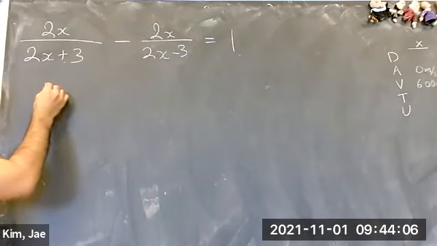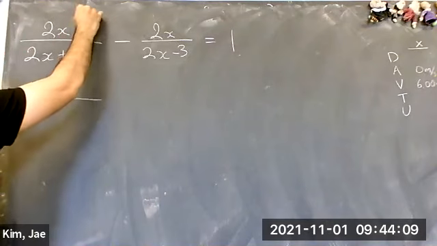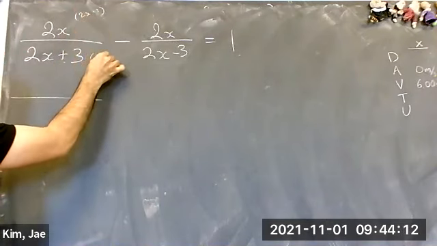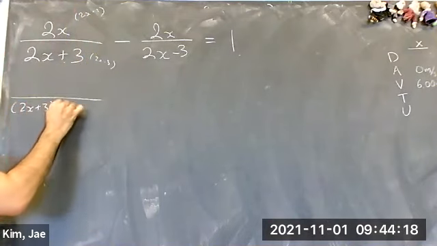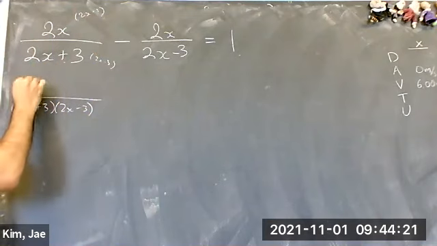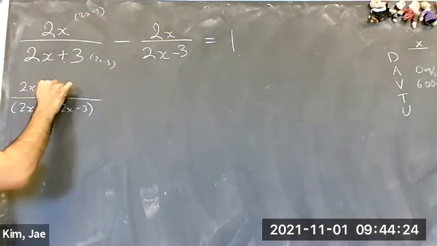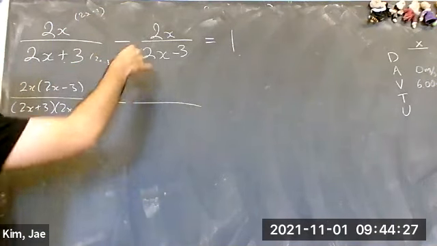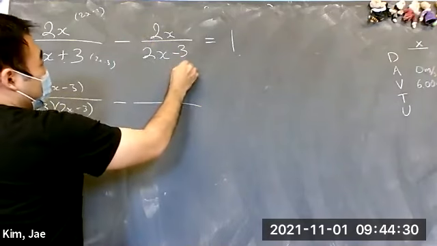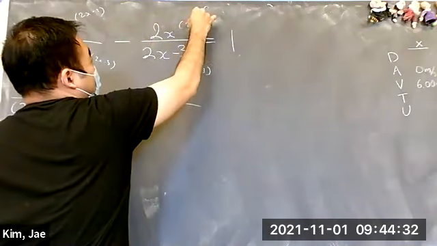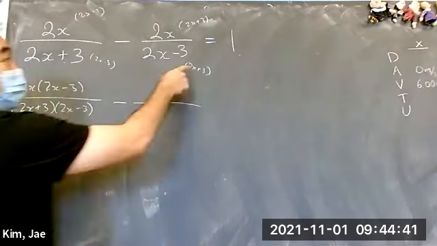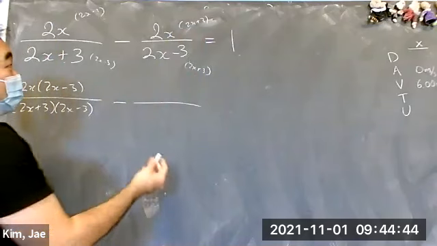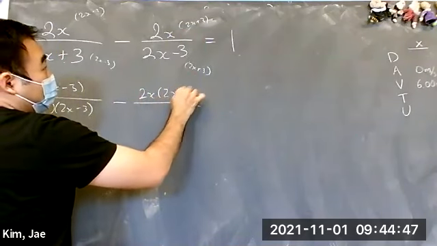To make this the same denominator, I'm going to multiply this by 2x minus 3 over 2x minus 3. Because if I do that, the denominator is 2x plus 3 times 2x minus 3, and the top is 2x times 2x minus 3. At the same time, I'm going to multiply the numerator and denominator by 2x plus 3. In case you're wondering why that's okay, because you're not familiar with fractions, you can multiply by a 1 and anything is okay. If I multiply the numerator and denominator by the same thing, we're multiplying by a 1.